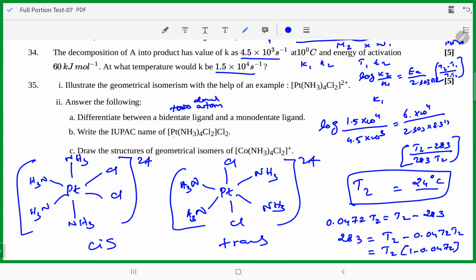So what is the IUPAC name of [Pt(NH3)4Cl2]Cl2? It's a cationic complex. First you have to name this. Here amine, and it's chlorido. So tetraamminedichloridoplatinum(IV) chloride. So for geometrical isomerism, this is the cis form, this is the trans form, that's all. Write platinum, cobalt, that's all. If you put a positive charge on top, it is the cis and trans form, that's all.